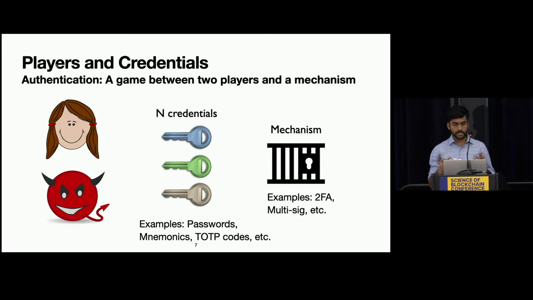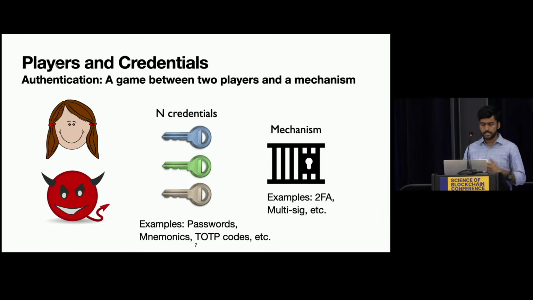So we basically have two entities in our system, a user and an adversary. The user is the one who owns the money or the identity or whatever it is we're trying to secure. And an adversary is essentially anyone who's trying to break in and act as the user. Credentials are also modeled very generically. We can capture any credential you can think of, from password to biometric.